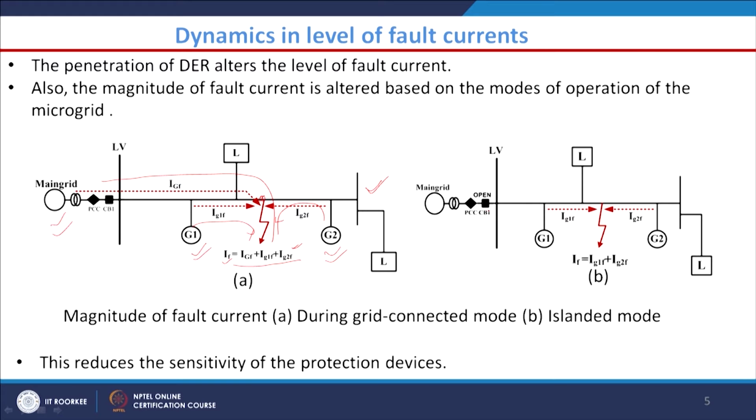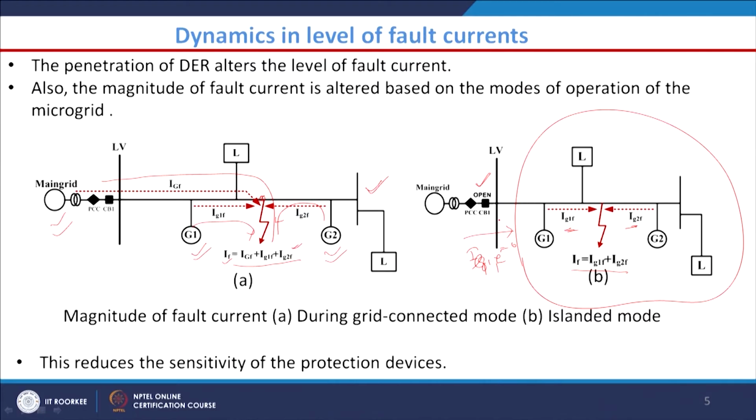Let us say now the grid is disconnected from the rest of the network due to the opening of the circuit breaker. That means, these two DGs, two renewable sources, are disconnected from the main grid. In that case, what will happen? In this case, the fault current is equal to the summation of only these two currents. There is no question of the grid current; this IGF, with capital G, is equal to 0. That is why this fault current is the summation of IG1F plus IG2F.